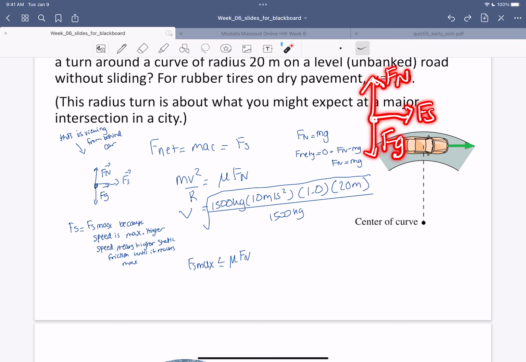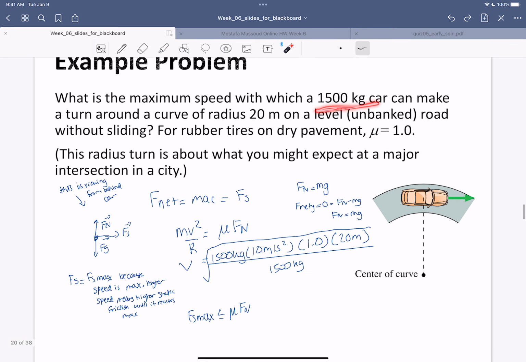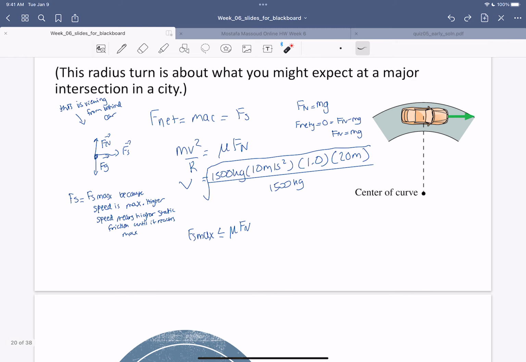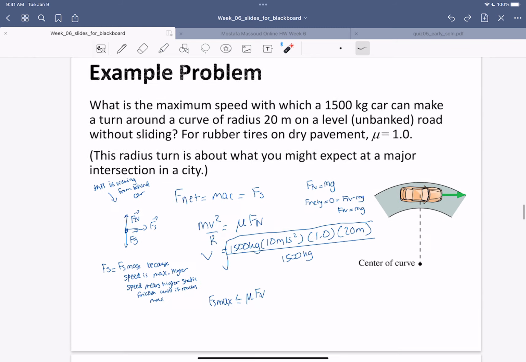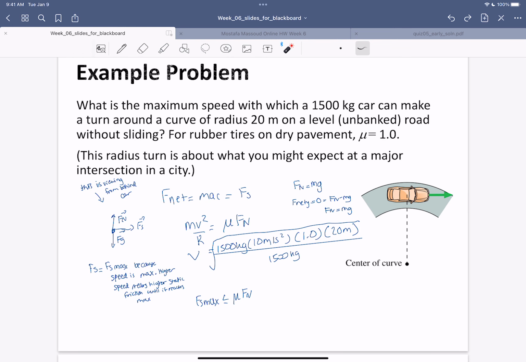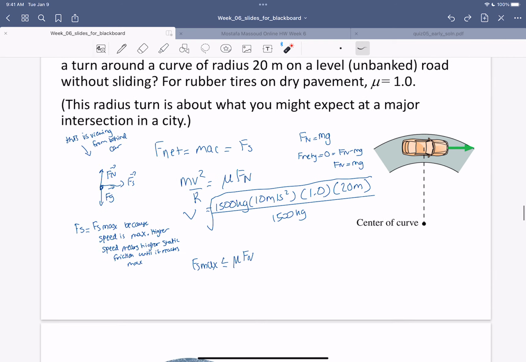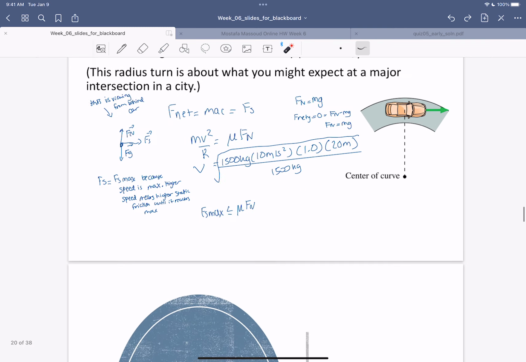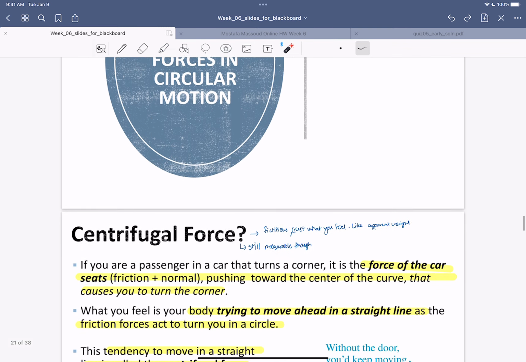So then we have the mass, and we can just multiply it by 10, and that gives us our normal force. So 1500 times 10, that's our normal force, times our radius, that's 20 meters, and then times our coefficient of friction, and then divided by our mass, take the square root, and that's how we can get our speed. That's a good example there as well.